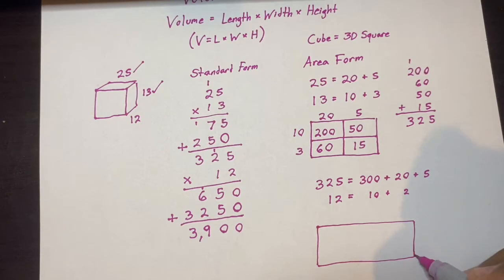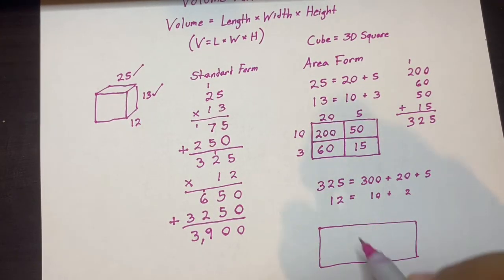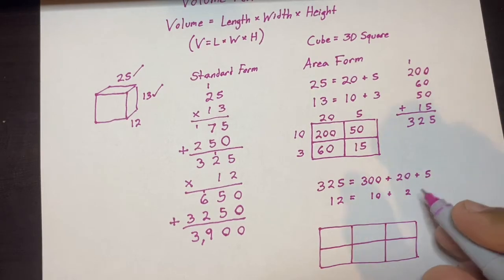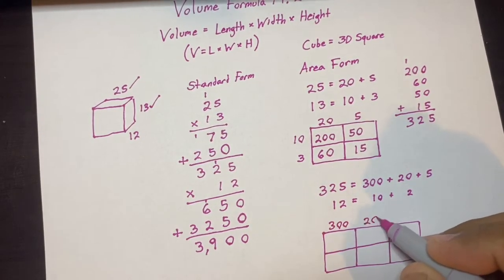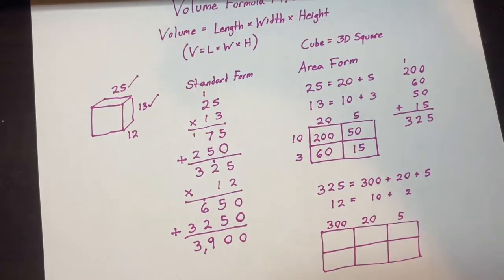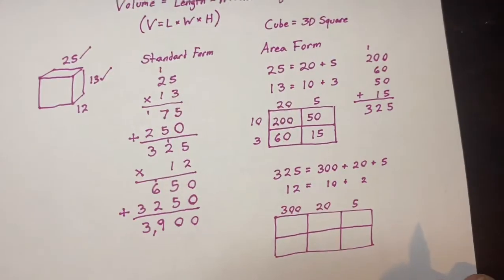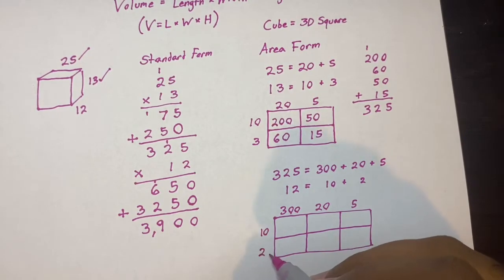In this case, we're going to use 6 parts because there are at least 5 numbers. So we'll put the 300 here, the 20 here, and the 5 here. Let me adjust the camera just a bit. There we go. Then we'll put the 10 here and the 2 here.